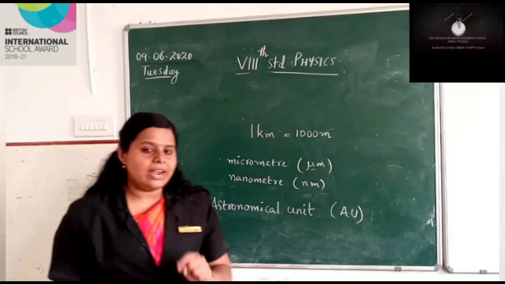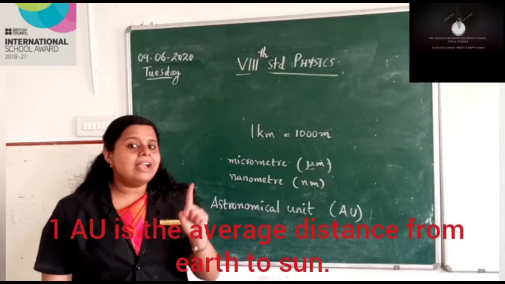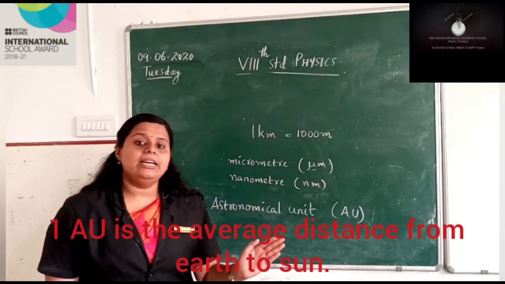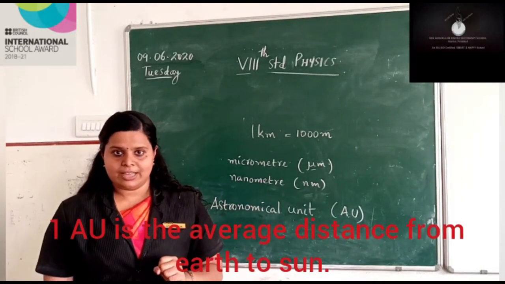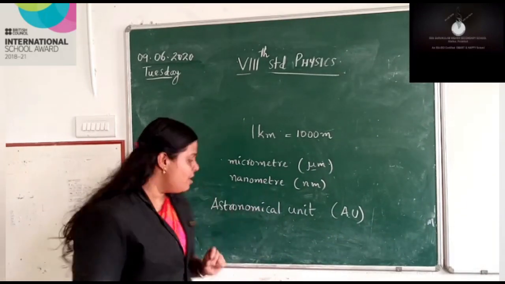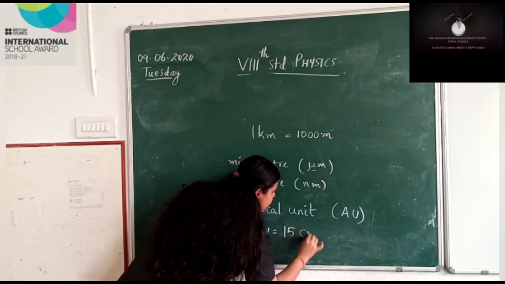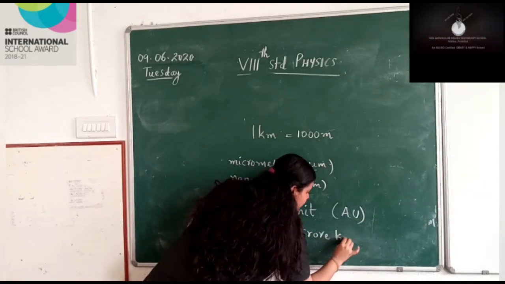So what about one astronomical unit? One astronomical unit is the average distance from Earth to Sun. And do you know one amazing fact? One astronomical unit is about 15 crore kilometers.